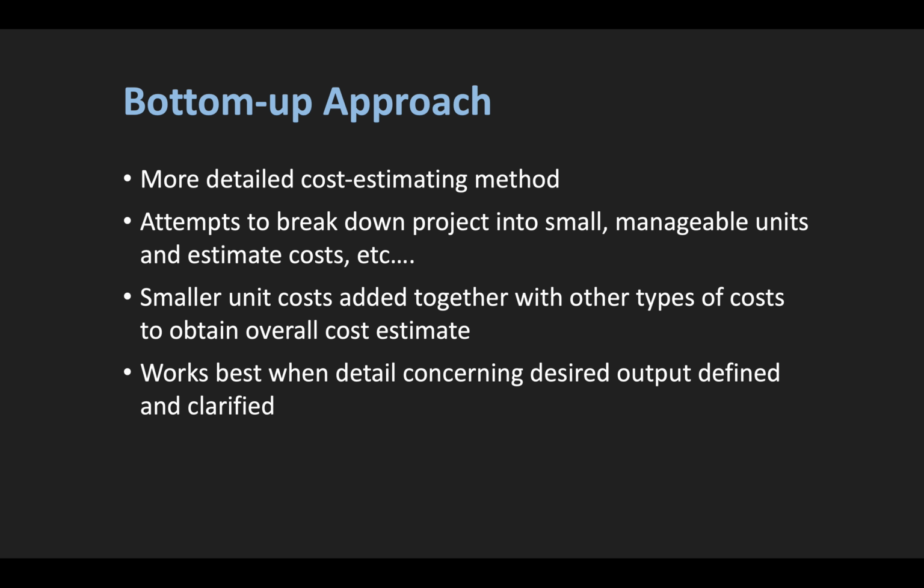Then this will be, for the HVAC system, what will be the cost for glass, what will be the cost? All this money we break down to different units, we do the estimation, and then we find the cost. We get an overall cost estimate, right? This really works best when detail concerning design output has already been defined and clarified.